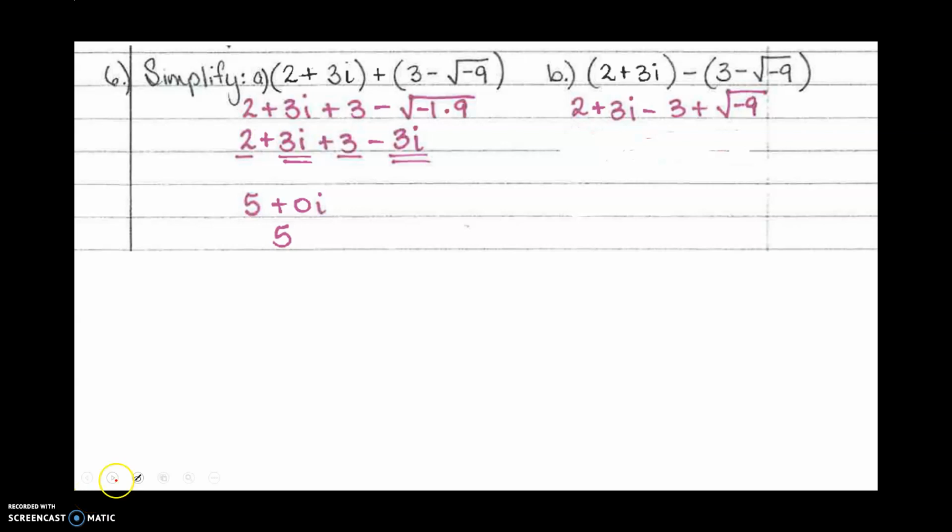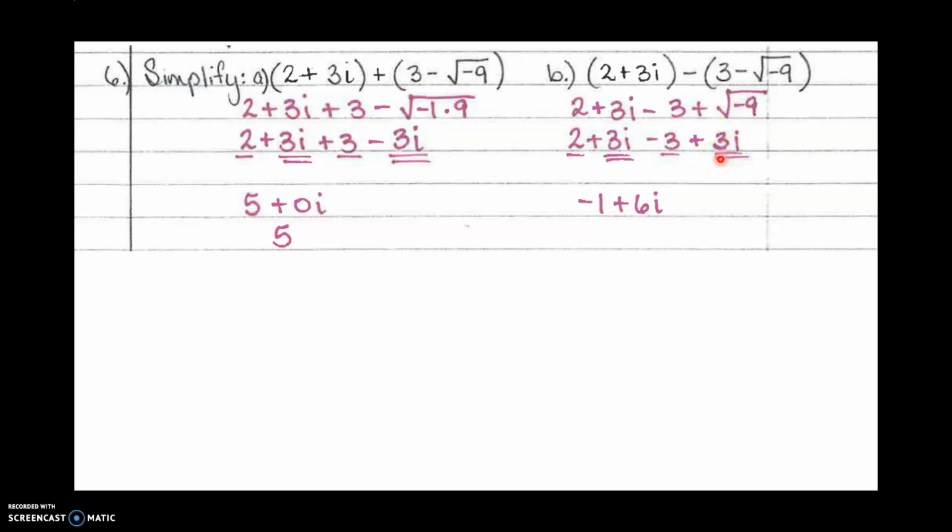All right, let's look at 6b. Now, the only difference is that we have a subtraction sign here instead of an addition sign. So remember, you're going to need to distribute this negative. So that's going to be negative 3, and then negative times negative is going to be a positive square root of negative 9. So just like a moment ago, we said the square root of negative 9 would be 3i. So you can see square root of negative 9 is 3i.